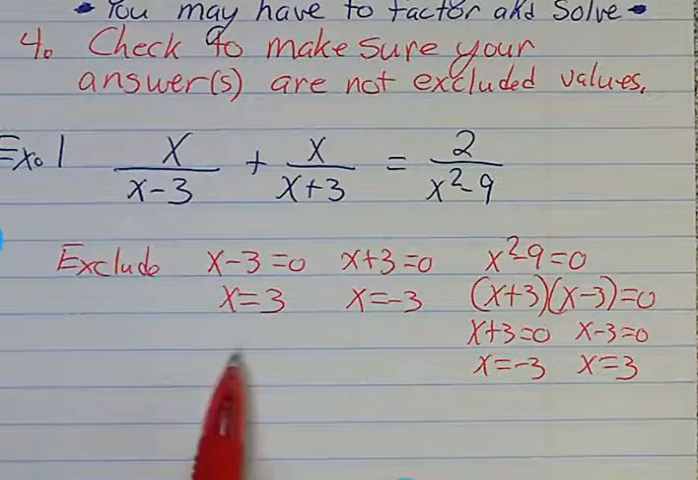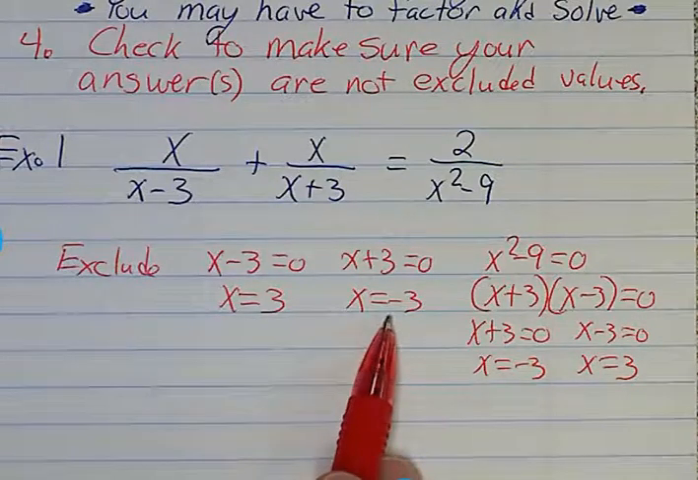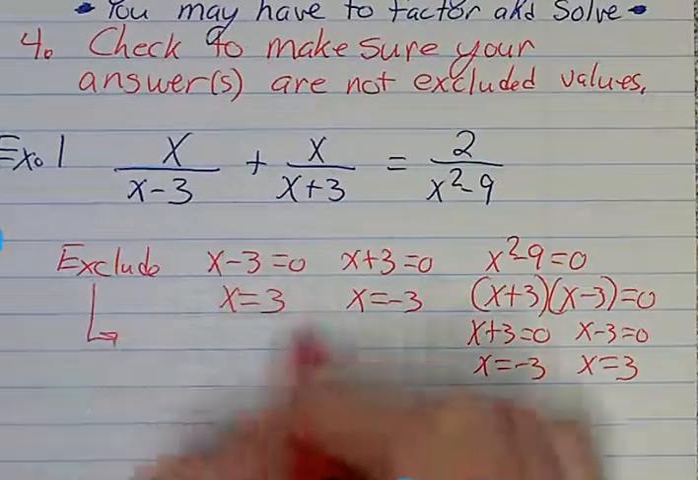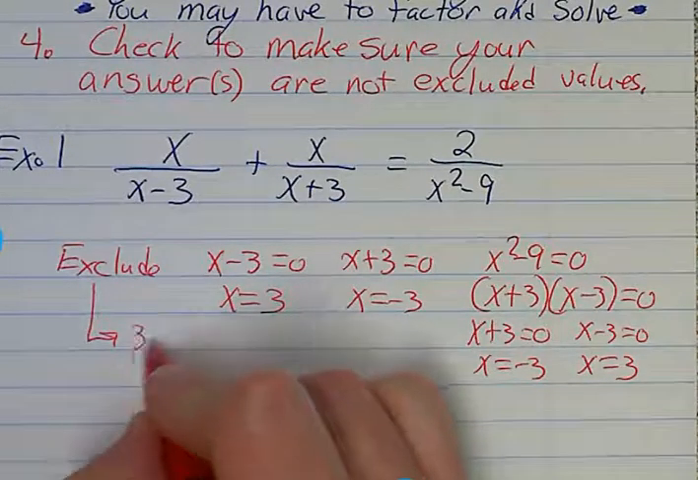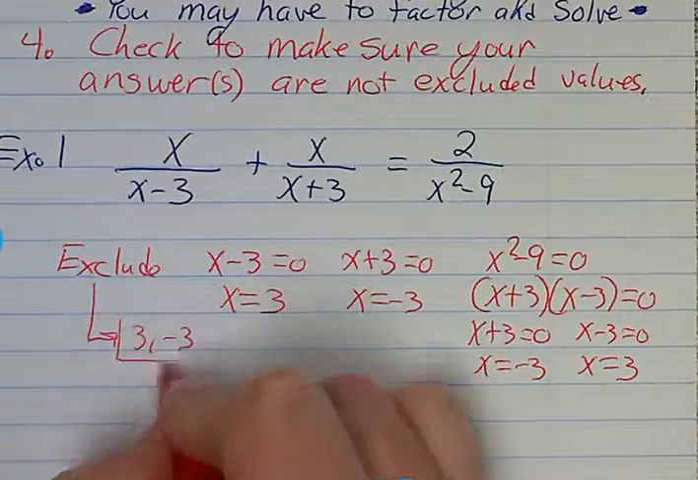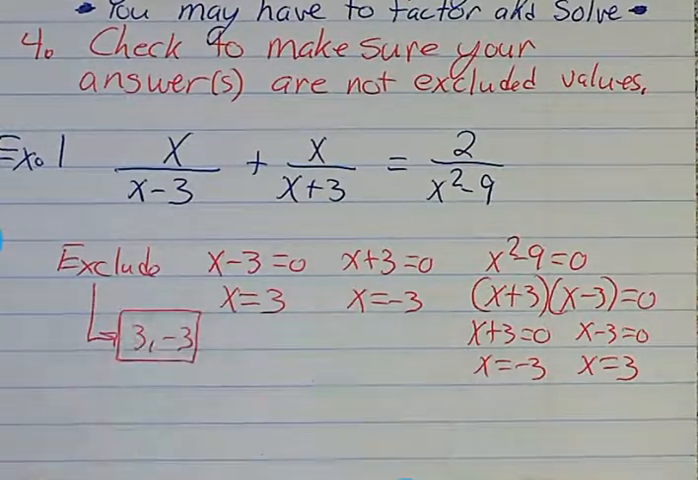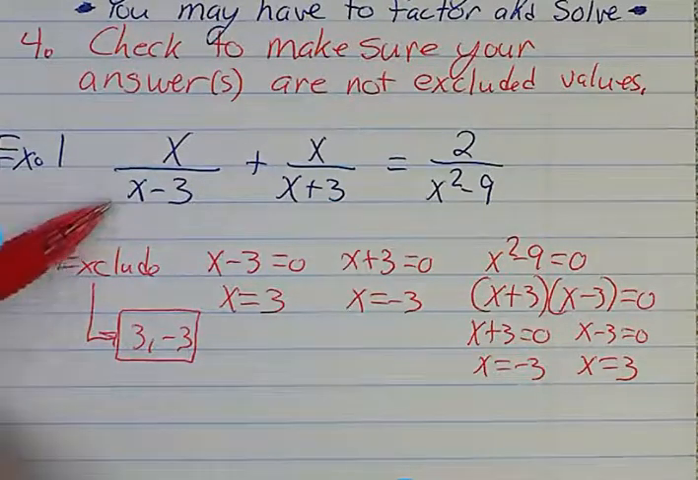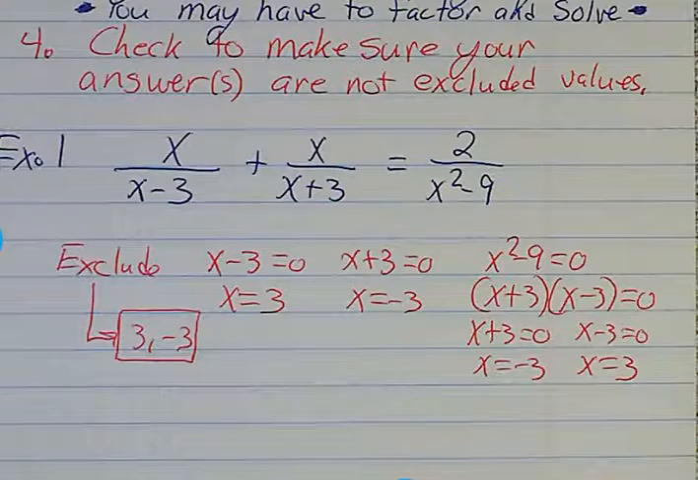Okay, so we're excluding x equals 3 and x equals negative 3, and we're just repeating it here. Basically we're just excluding 3 and negative 3. So those are the answers you cannot have. If you get 3 or negative 3 and you plug those answers back in, it makes your denominator 0, which makes this thing undefined, which means it doesn't work. It's an answer that doesn't fit.